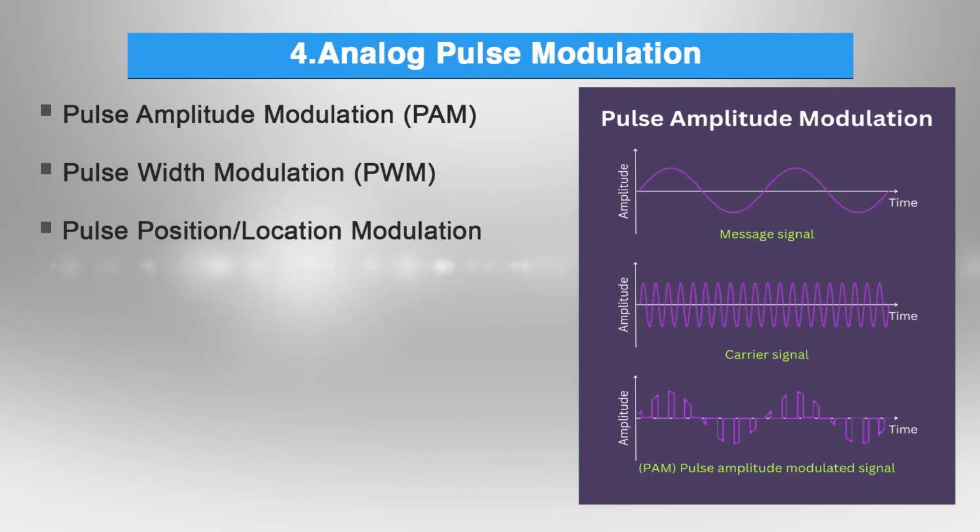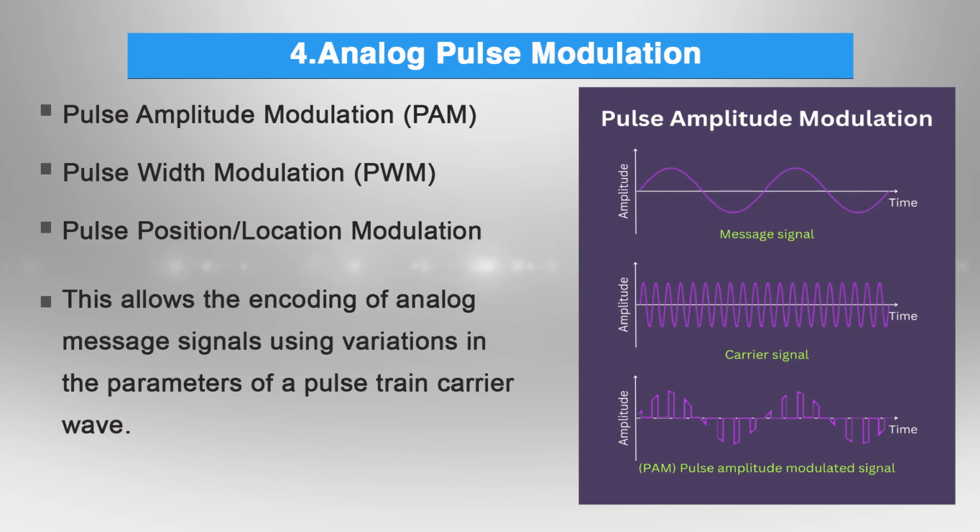In this type of modulation, pulse width is varied. Next is pulse position or location modulation. In this type of modulation, pulse position in time is shifted. This allows the encoding of analog message signal using variations in the parameter of a pulse train carrier wave.